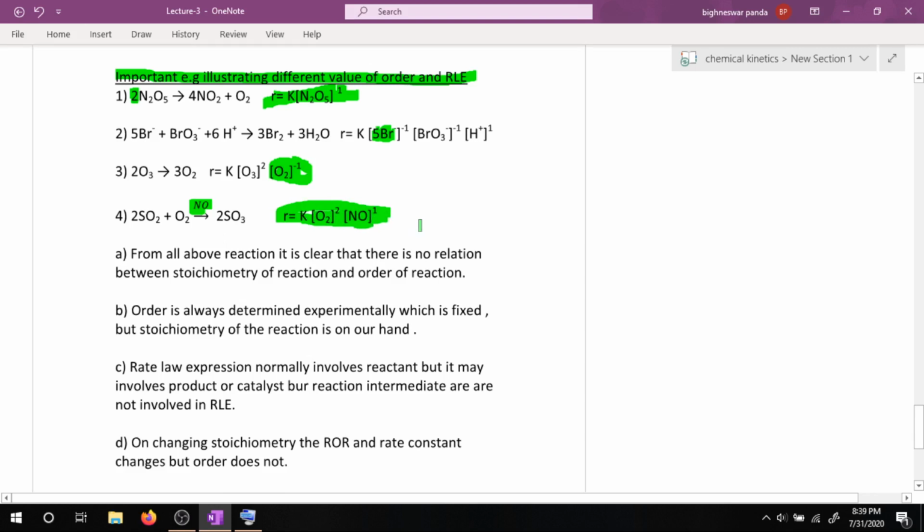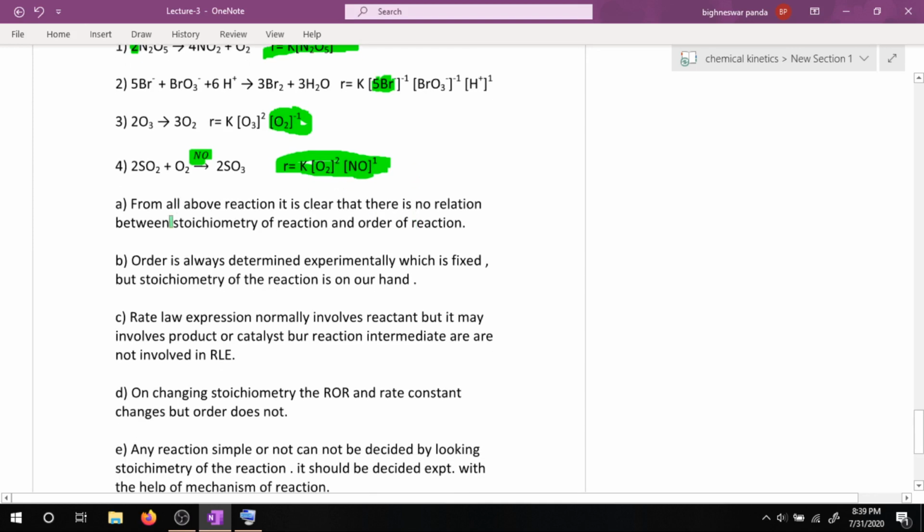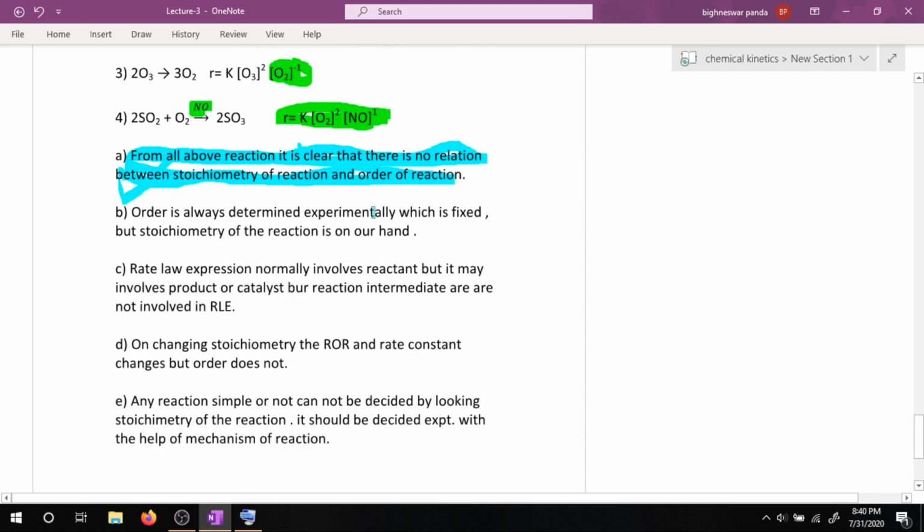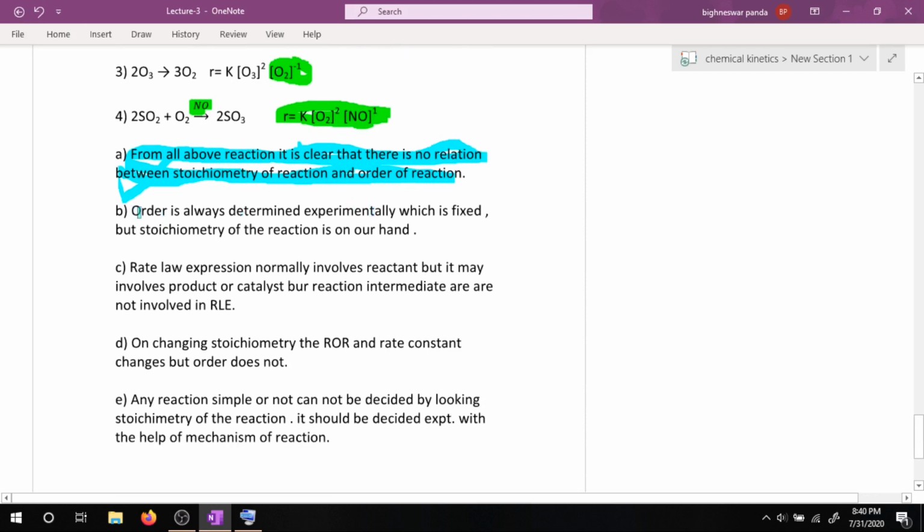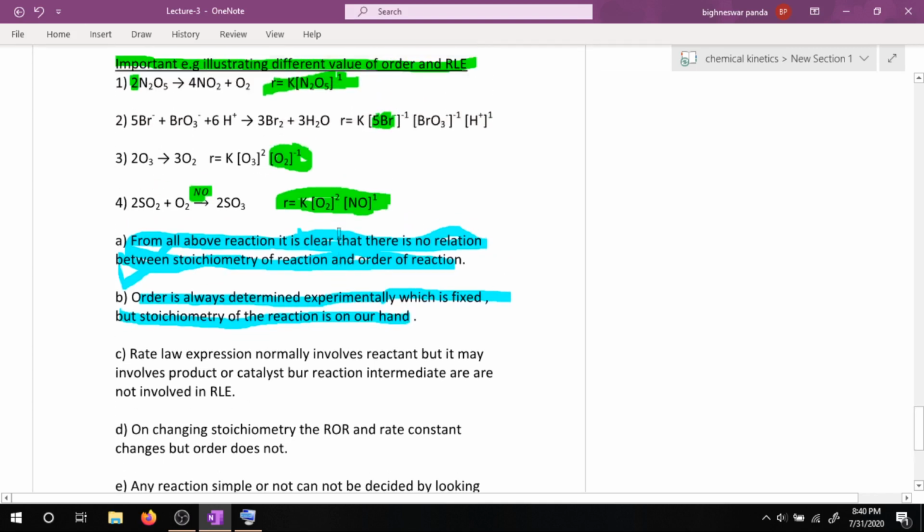By seeing the above 4 equations, I can easily say that from all the above reactions it is clear that there is no relationship between stoichiometry of the reaction and order of the reaction. By simply seeing the reaction, we cannot write the order of the reaction, as order can be determined only and only experimentally. Order is always determined experimentally, which is fixed, but stoichiometry of the reaction is in our hands. We can change the stoichiometry.